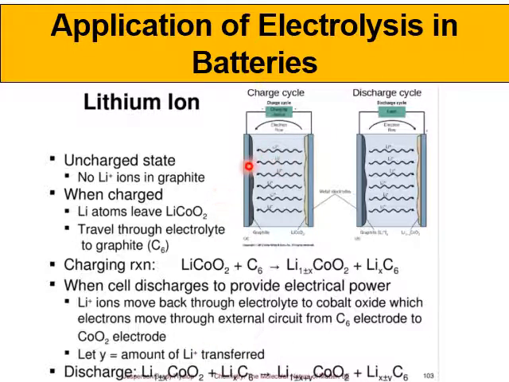Alright, so when it is being charged, basically electron is moving from here to here, from positive to negative. But if it is being discharged, okay, recycle, so it's actually from negative to positive. In uncharged state, there is no lithium ion in graphite, but when we charge, lithium ion leaves the lithium cobalt, travels through the electrolyte, okay, from here to here. This is the lithium cobalt, right? So if not being charged, it's not moving over there. This one is moving from here to here, right?